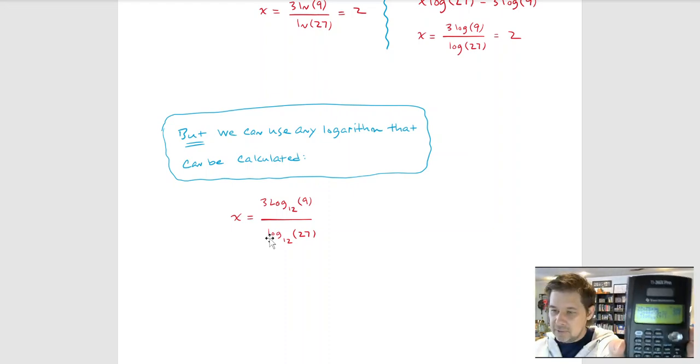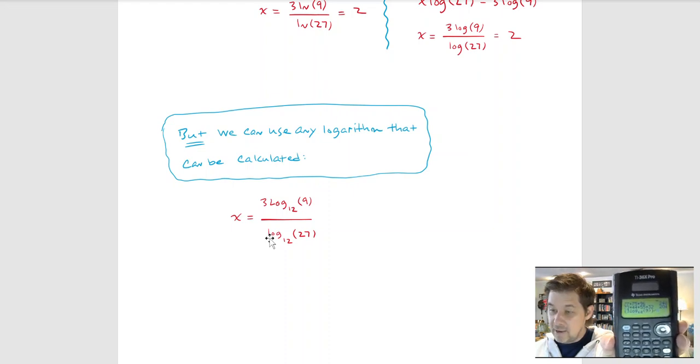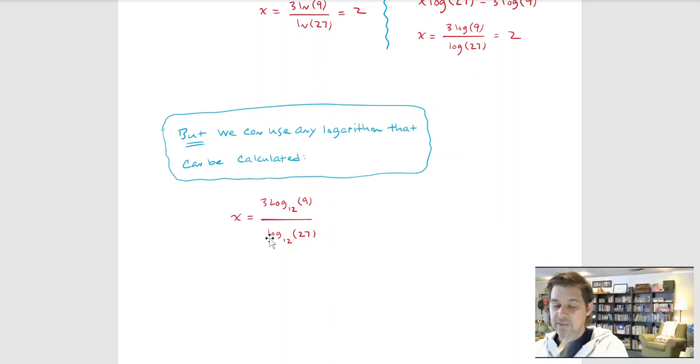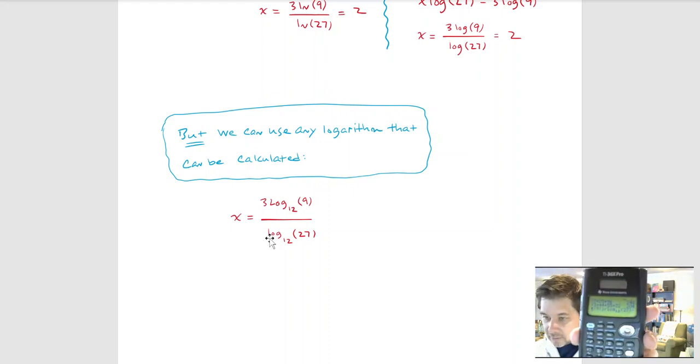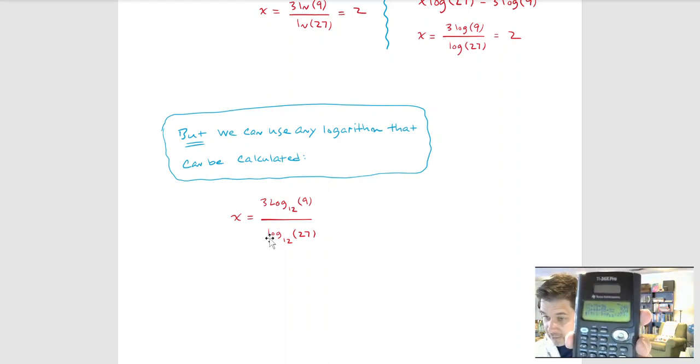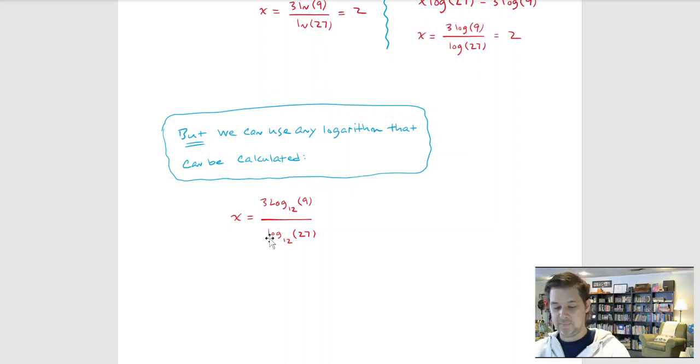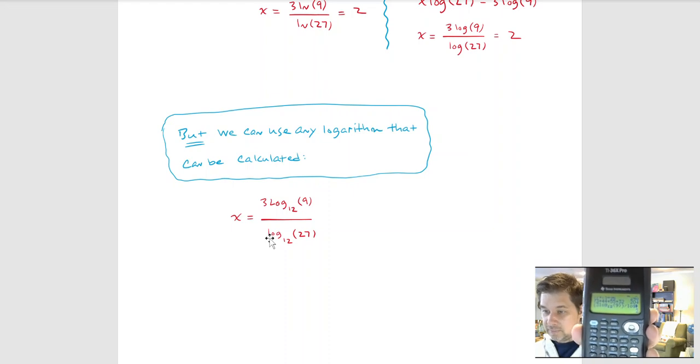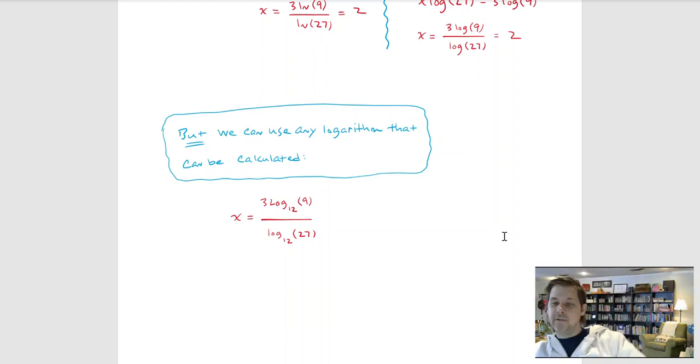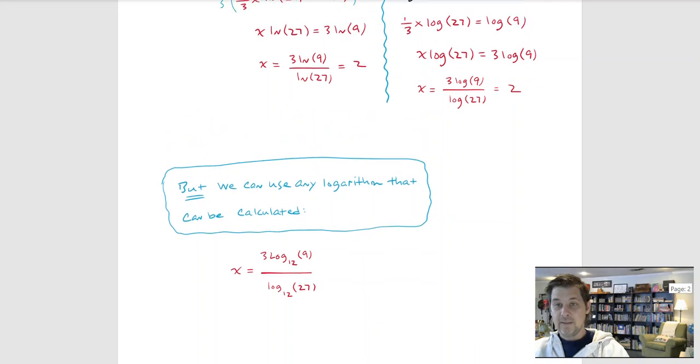So, see this one, there it is. See what I typed in there? 3 log base 12 of 9, okay? And I'm going to divide that by log base 12 of 27. So this calculator will do logarithms of any base that I want. And so we're just going to use base 12 as an experiment to see what happens. To show you it doesn't matter, look what it gave me. It still tells me 2. So it doesn't make any difference. You can use any logarithm you want. Just be consistent about it, and just use one that your calculator has the capability for.